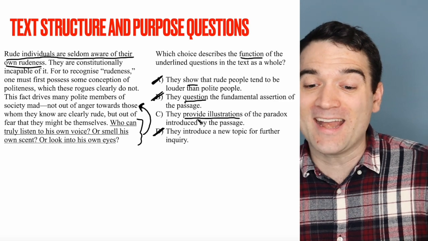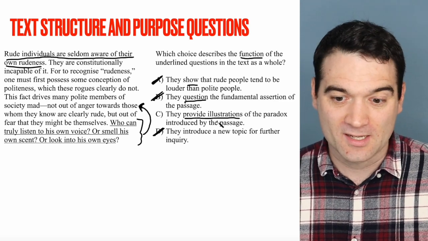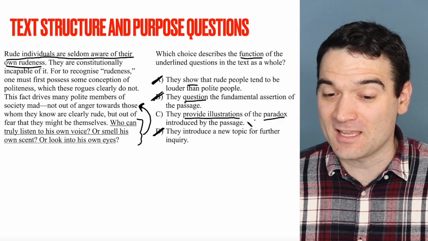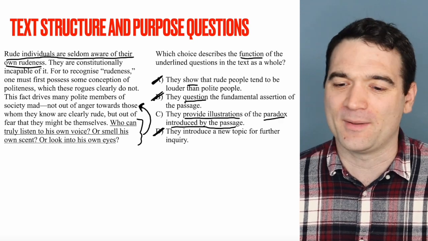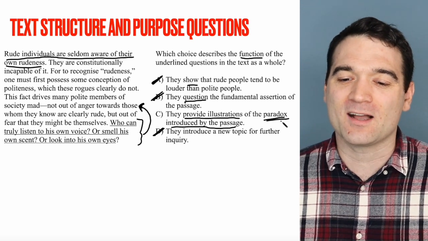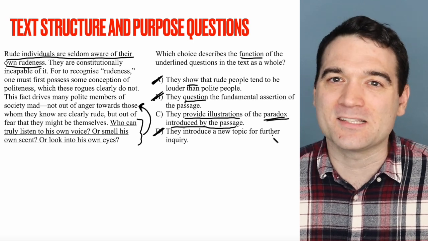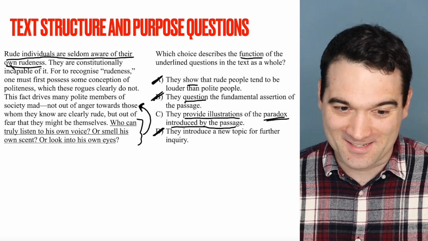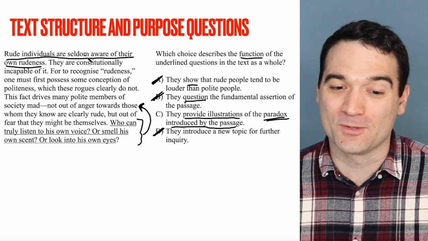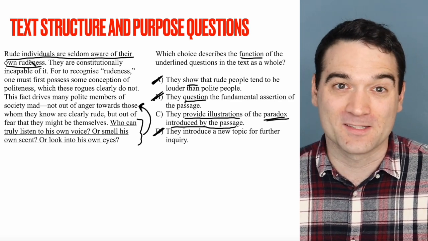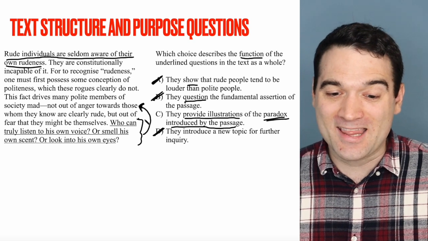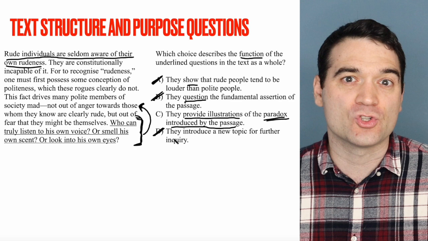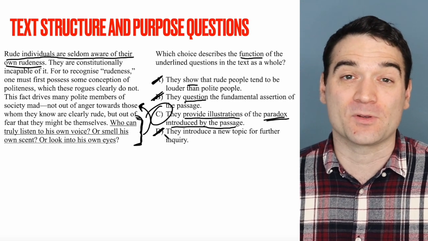Instead, they are providing illustrations of the paradox introduced by the passage. Again, you don't necessarily even have to understand what this means, but we'll talk about what it means just so you have it. A paradox is something that doesn't seem like it should be true, but is true. So for instance, this paradox right here, rude individuals are seldom aware of their rudeness. That's a paradox. And these questions are providing illustrations to support that point. Correct answer here is C.